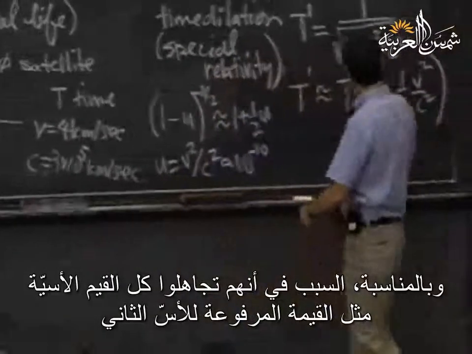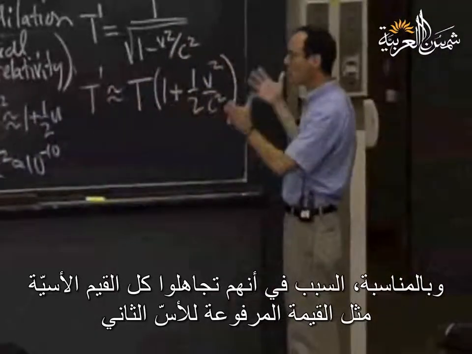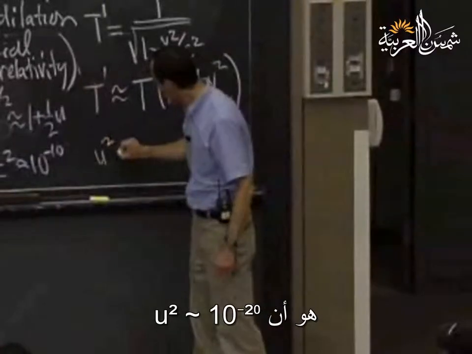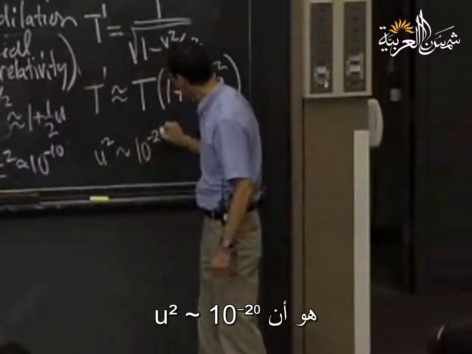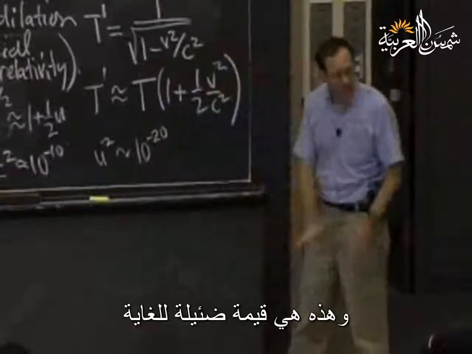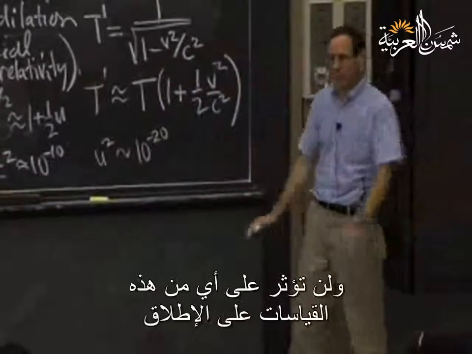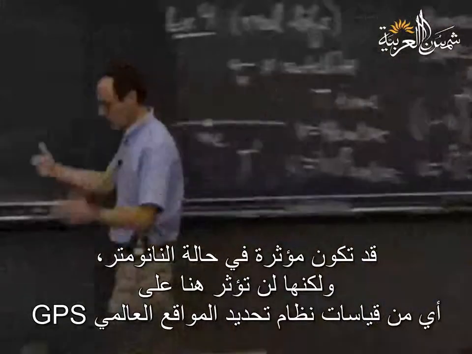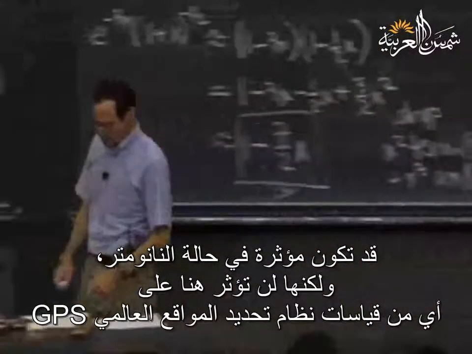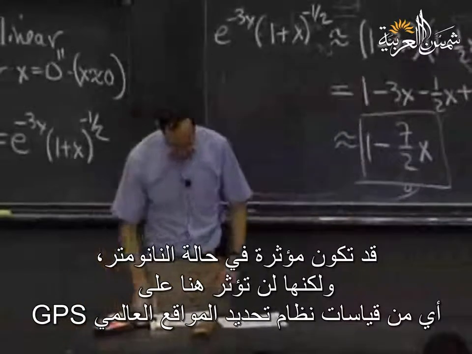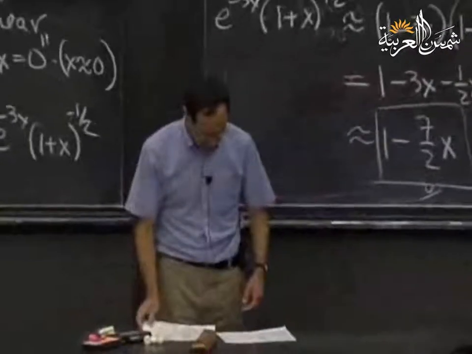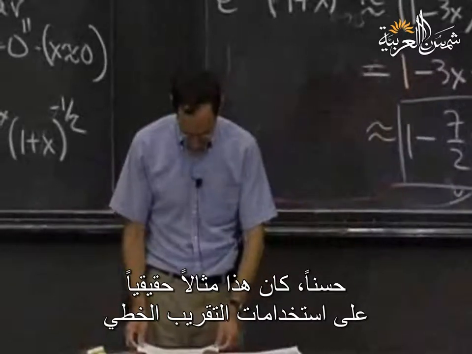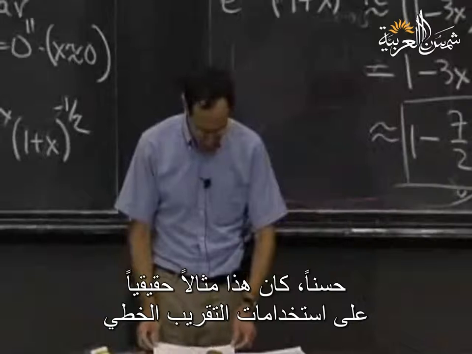And incidentally, the reason why they ignored higher order terms, the quadratic terms, is that if you take u squared, that's of size 10 to the minus 20th. That really is totally negligible. It doesn't matter to any measurement at all. That's on the order of nanometers, and it's not important for any of the uses to which GPS is put. Okay, so that's a real example of a use of linear approximations.